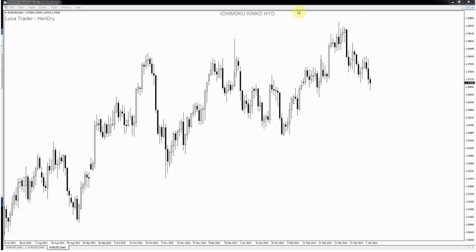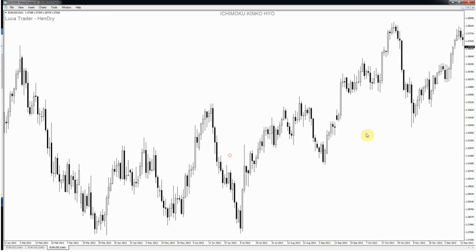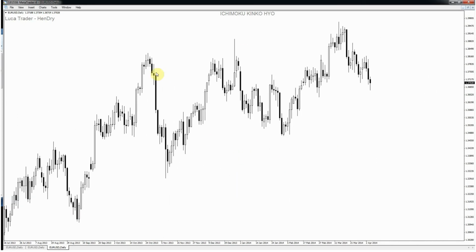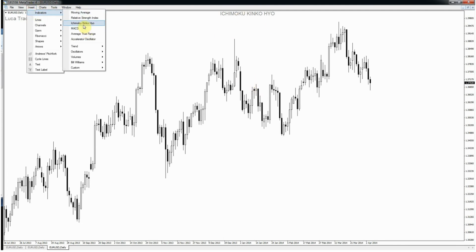So the first, it's very simple. You can see from this chart here, right? This is a Japanese candlestick chart. It's a very simple, pure candlestick chart with no other indicators shown here. It's just blank, empty of indicators. Alright, so we're going to add our first Ichimoku Kinko Hyo indicator by inserting indicators, Ichimoku Kinko Hyo.